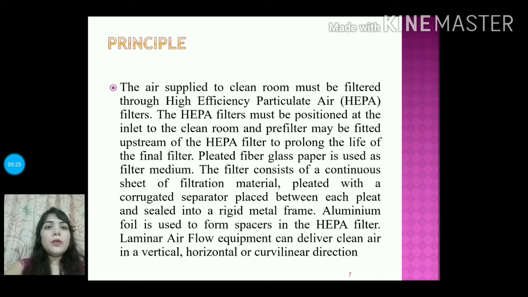Laminar airflow equipment can deliver clean air in vertical, horizontal and curvilinear direction. So there are three types of airflows in laminar airflow cabinets. First one is vertical from ceiling to the floor, horizontal from wall to wall and curvilinear from wall to floor.